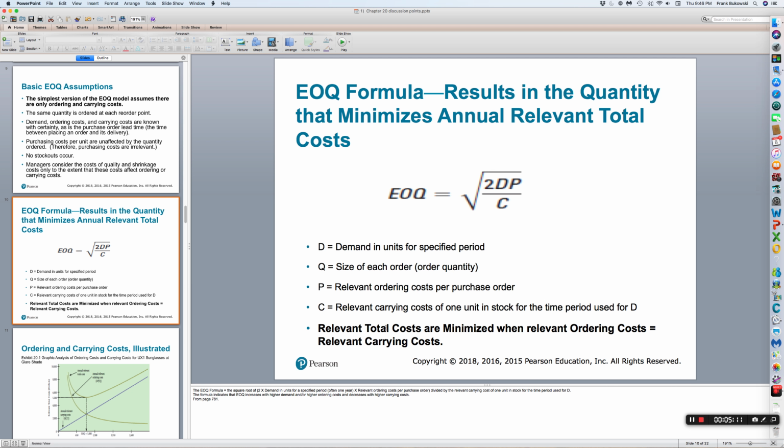This last bullet point is very important. Relevant total costs will be minimized when relevant ordering costs equals relevant carrying costs. So in the next slide we'll show what ordering costs look like and what carrying costs are. But one more time, relevant total costs, that's what we're using the EOQ model for to determine how much inventory to purchase, will be minimized in this model when relevant ordering costs are equal to relevant carrying costs.